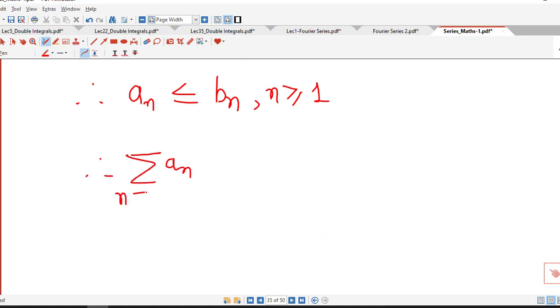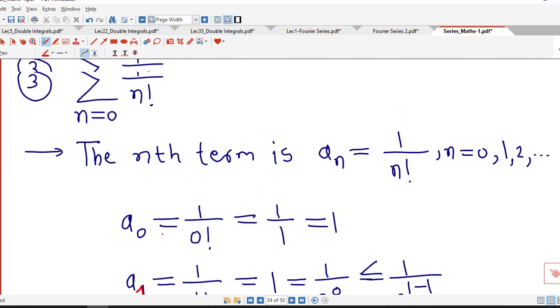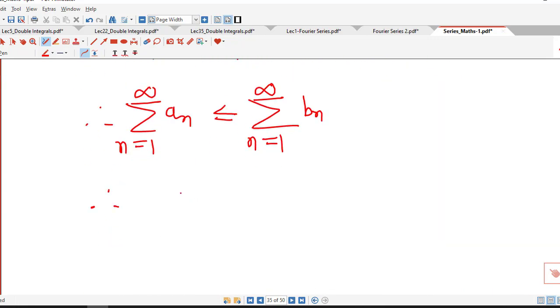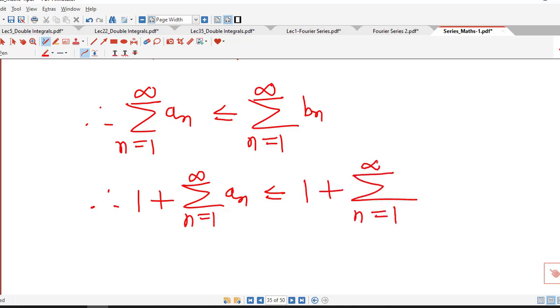sigma an, n equal to 1 to infinity, is less than or equal to sigma n equal to 1 to infinity bn, and our sigma an is starting from n equal to 0 to infinity. So for n equal to 0, first term is 1. So we can write that 1 plus sigma n equal to 1 to infinity an is less than or equal to 1 plus sigma n equal to 1 to infinity bn. So there is no problem for this finite number of terms. There is only one term in the summation.